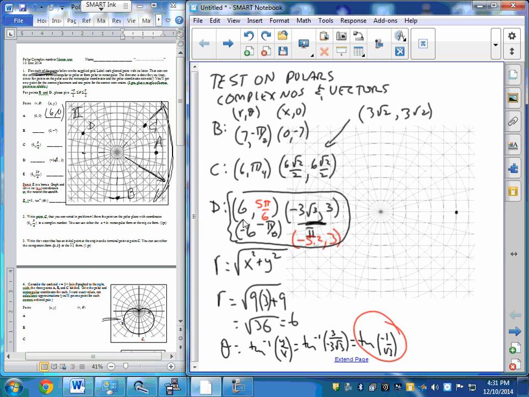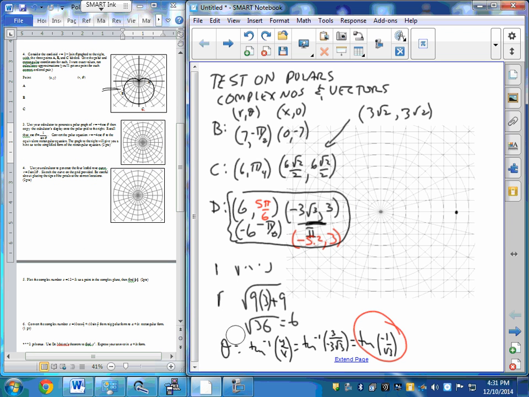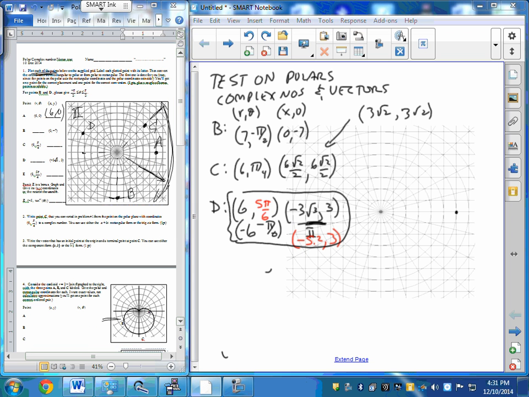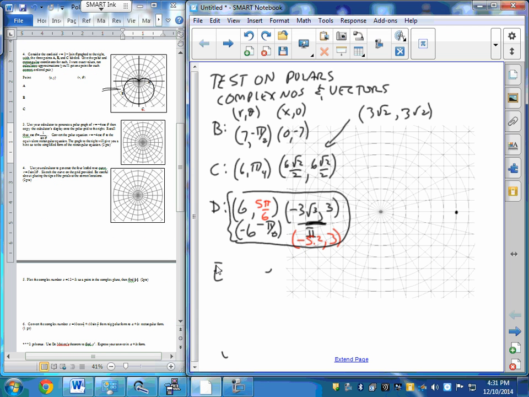D is actually the hardest problem on that set. Okay, and let's go ahead and finish off E. Okay, so E has got our theta coordinates.